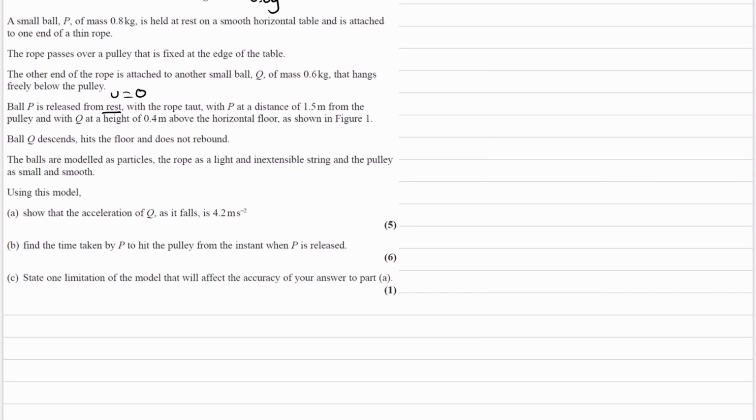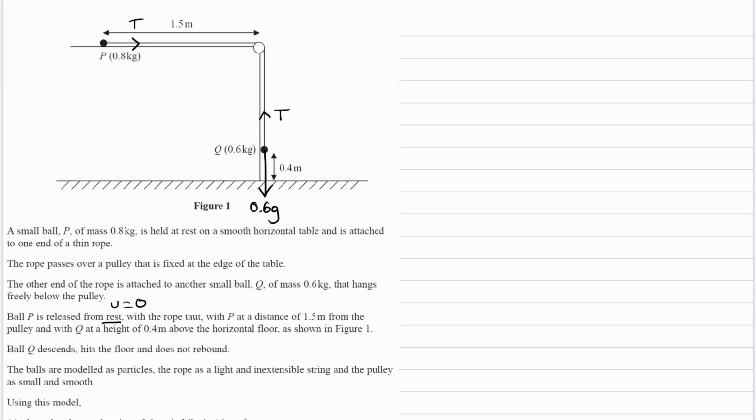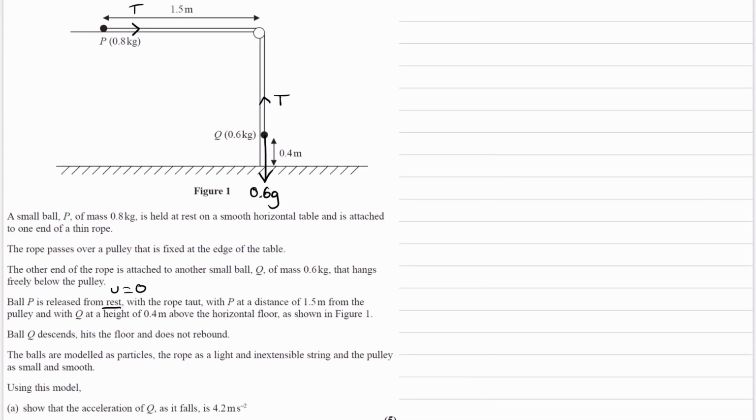So then for part A, it says show that the acceleration of Q as it falls is 4.2. So let's get our equations of motion for both P and for Q. So for P, it's quite straightforward. For P, there's only one force acting in the horizontal direction. There is no friction, as it's a smooth horizontal table. And if there's no friction, then that means that T towards the right is the resultant force, and that will then be equal to m, its mass, times a. So I'll call that equation 1.